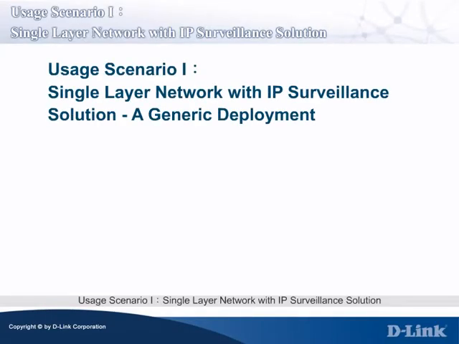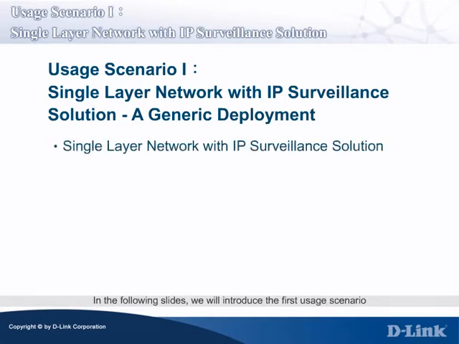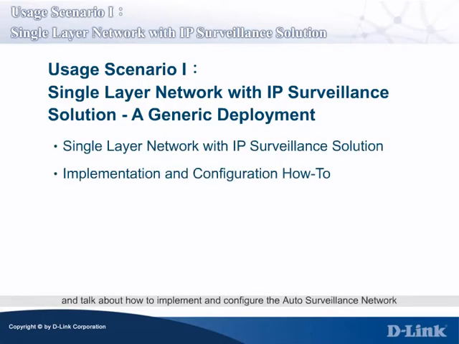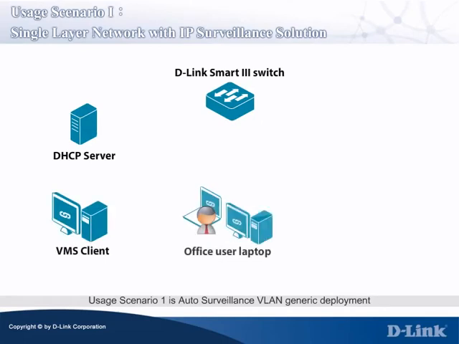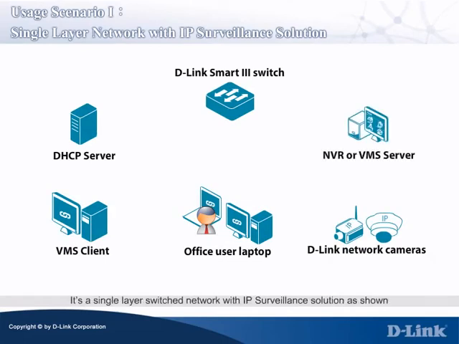Usage Scenario 1. Single-layer network with IP surveillance solution. In the following slides, we will introduce the first usage scenario and talk about how to implement and configure the Auto Surveillance network. Usage Scenario 1 is Auto Surveillance VLAN generic deployment. It's a single-layer switched network with IP surveillance solution, as shown in the diagram.